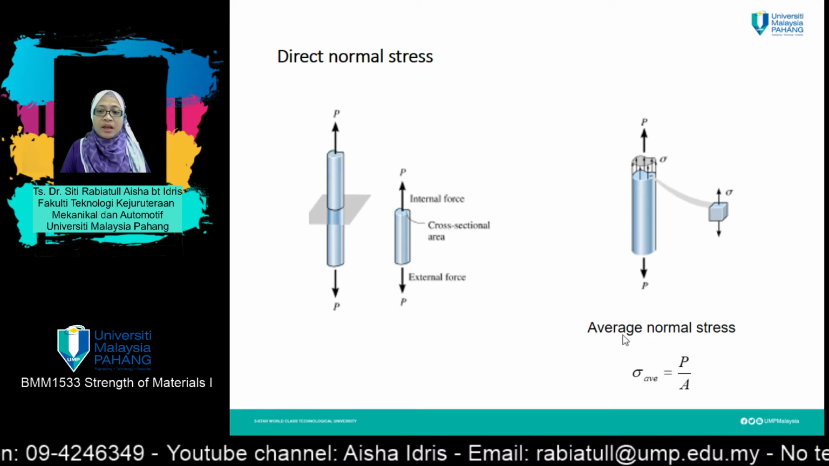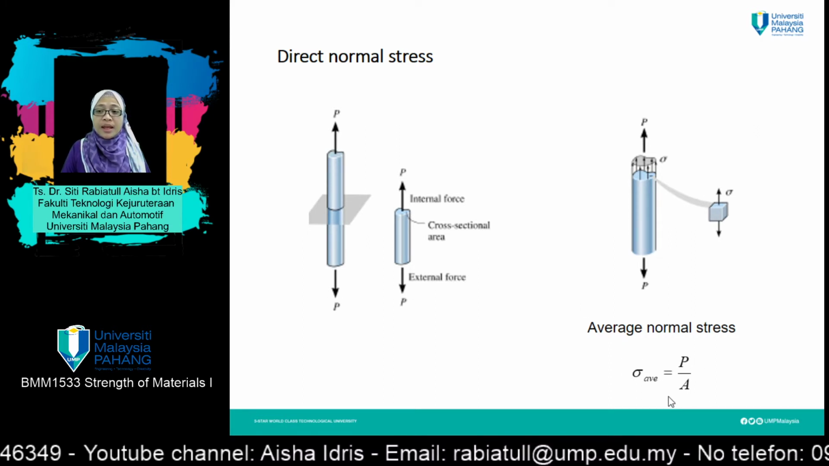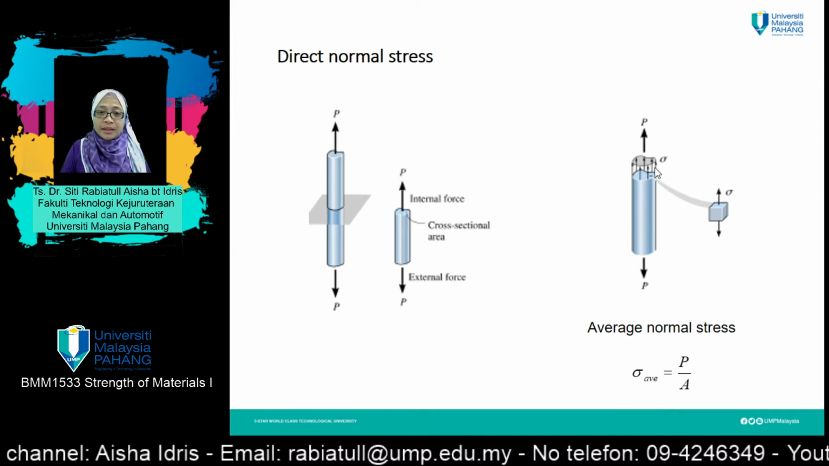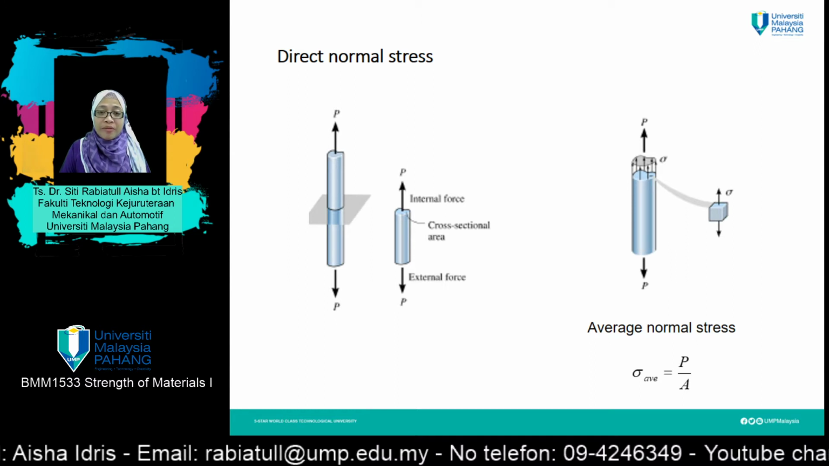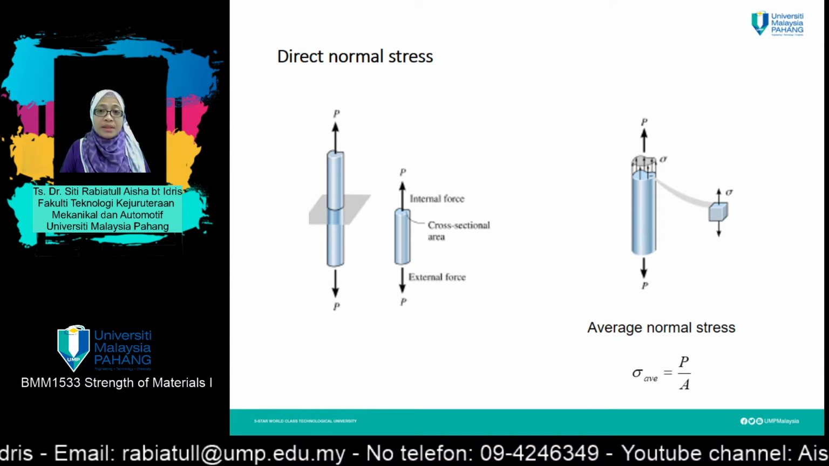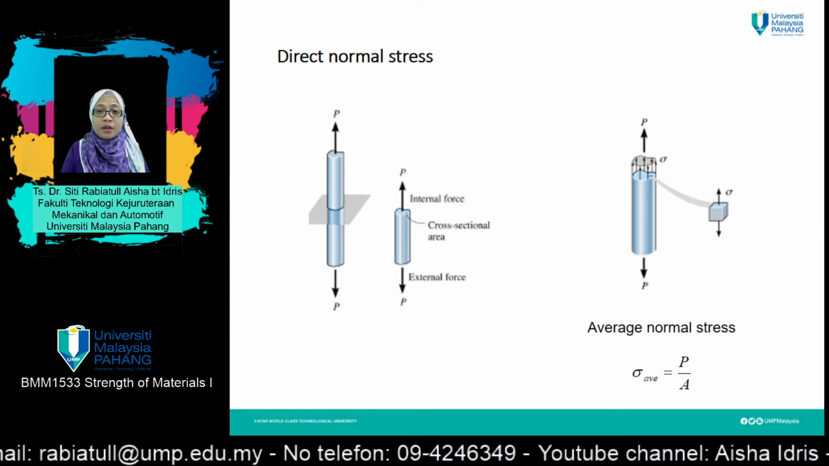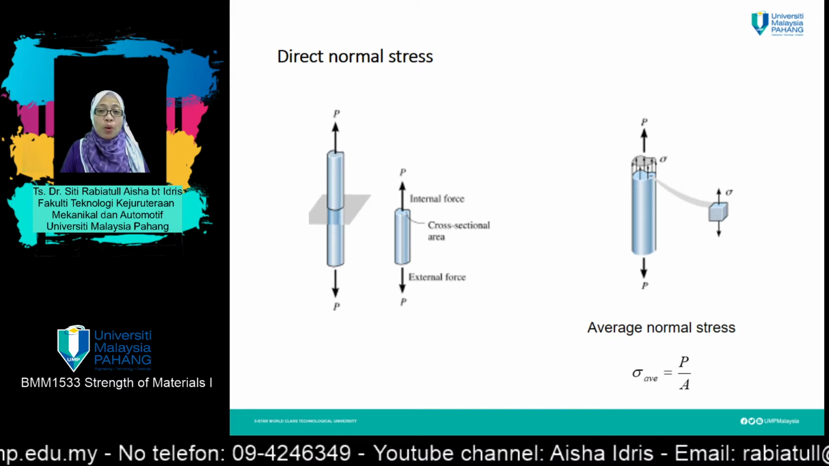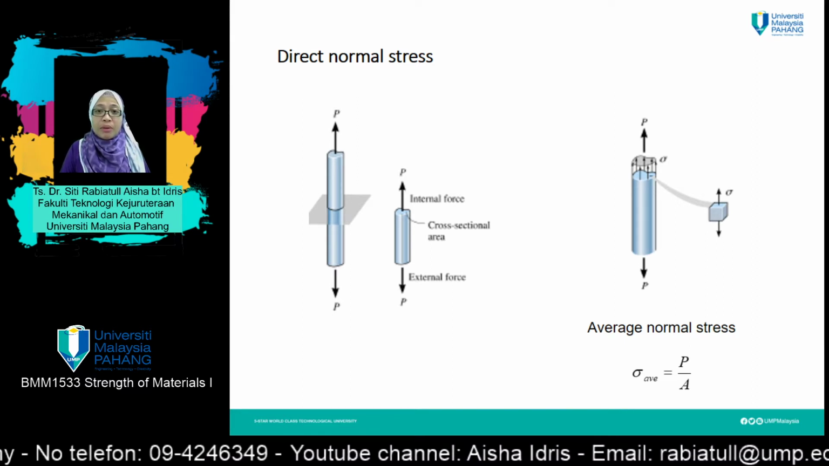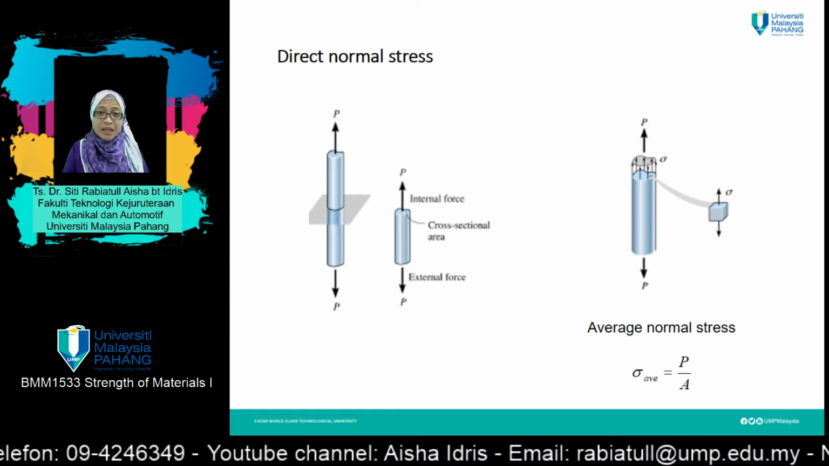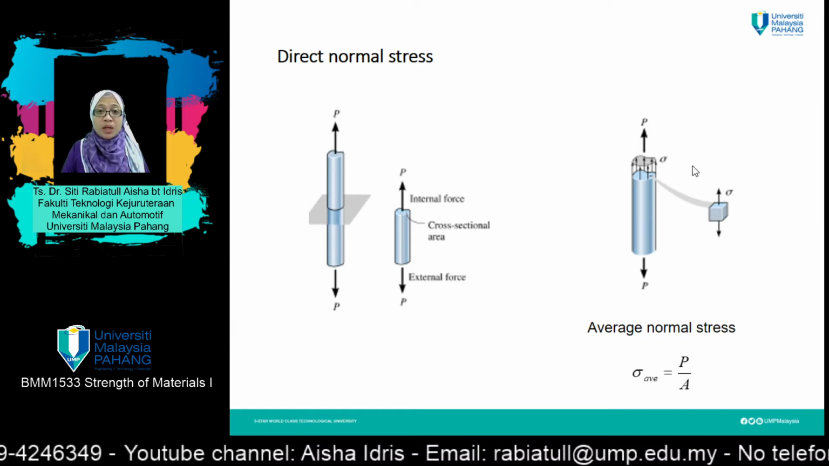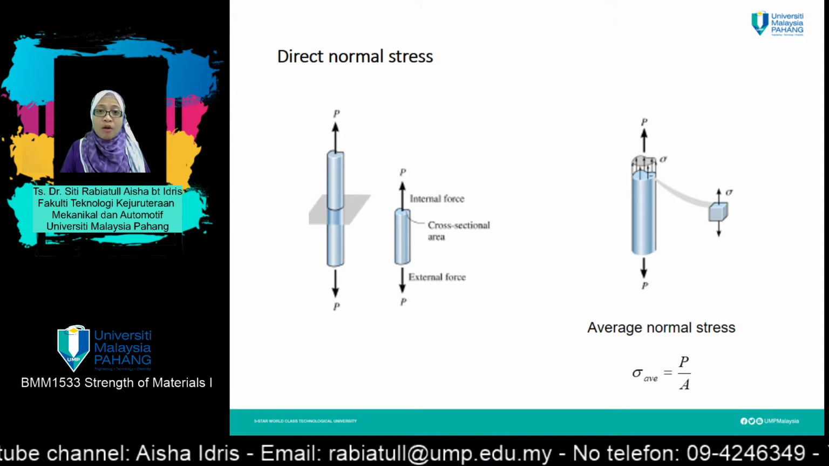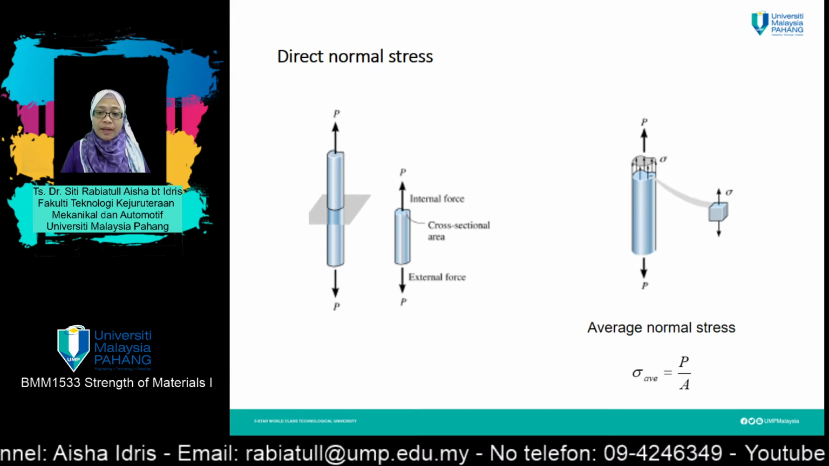Again, this is the formula for normal stress, and this is how normal stress is located. Normal stress, by referring to its name itself, normal, means that the direction of the force itself is perpendicular to the surface area, whereas for shear stress, the direction of the forces is actually parallel to the surface area. So we need to be careful when we choose the area of the forces acting on that body.